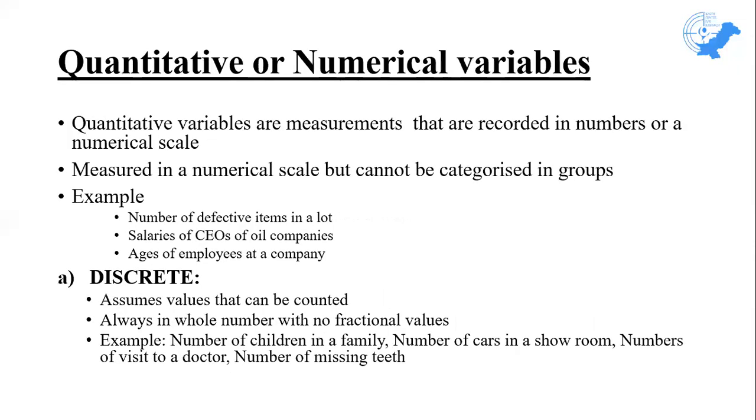Then we will be moving towards the quantitative or numerical variables. The quantitative variables are measurements that are recorded in a number or measured on a numerical scale, but cannot be categorized in groups. For example, number of defective items in a lot, salaries of CEOs of oil companies, ages of employees at a company.